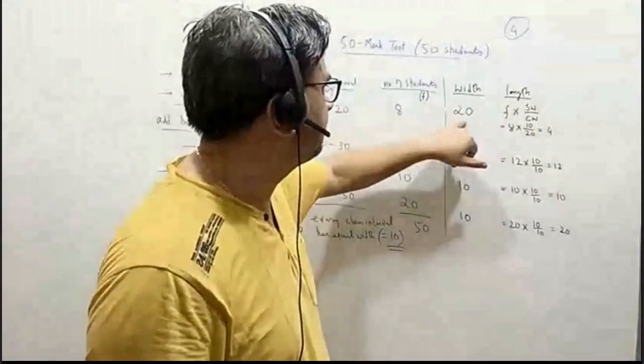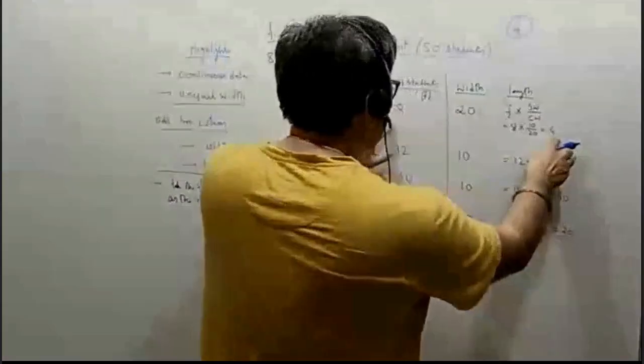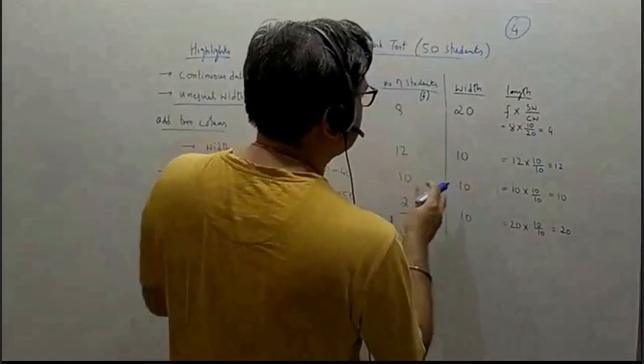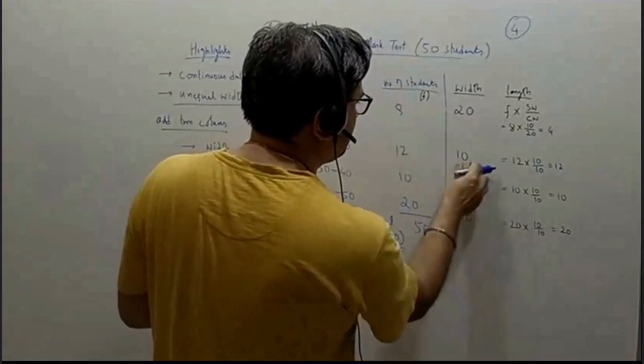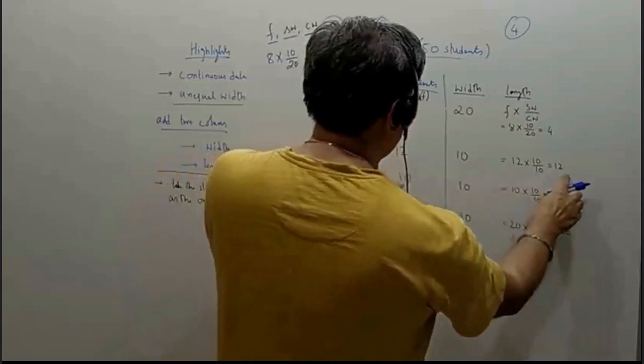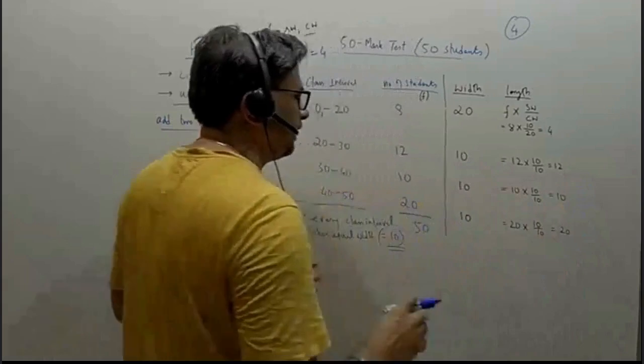When the width doubles, the length halves. If the width had become 3 times, this length would have become 1/3. These widths have not changed. They're standard width, so these things have also not changed.